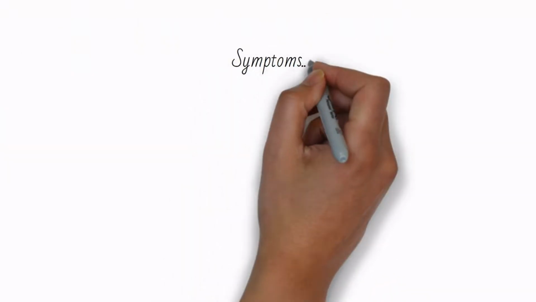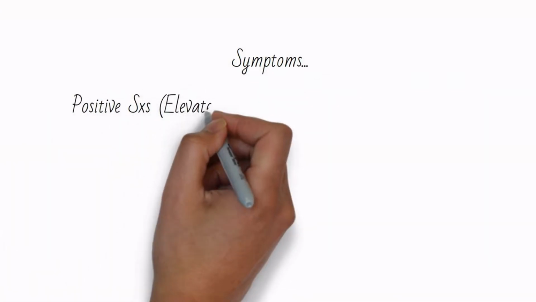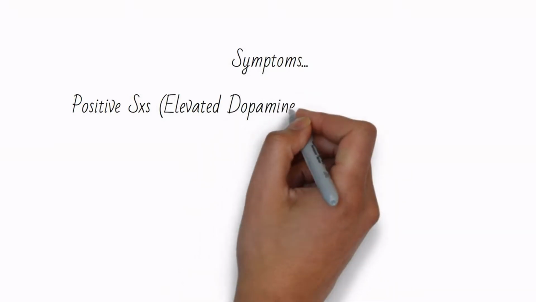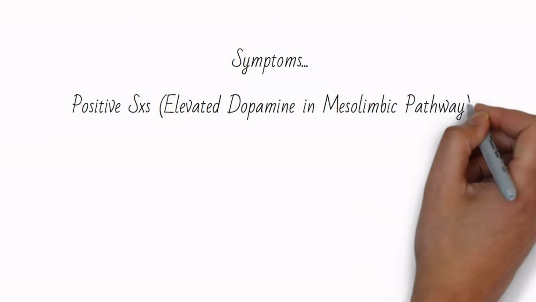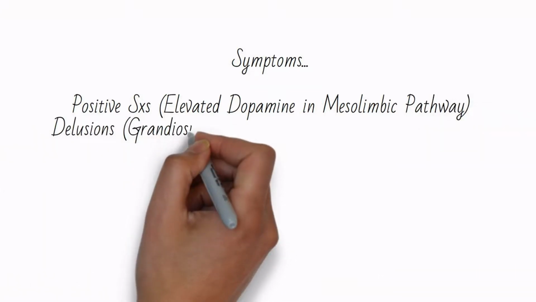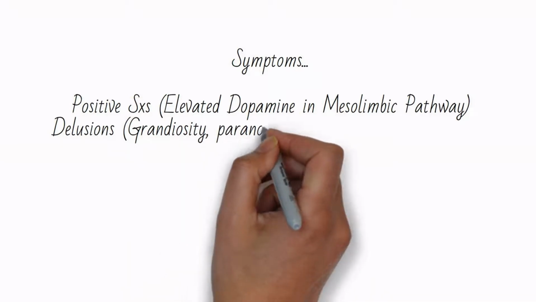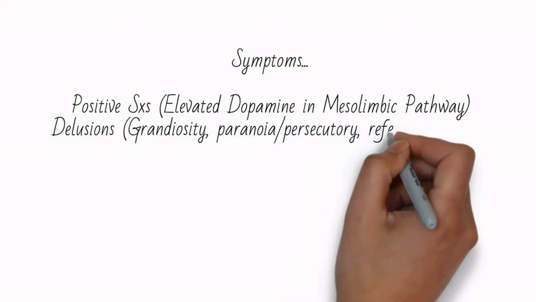Symptoms can be divided into positive and negative. Positive symptoms include delusions of grandiosity, paranoid delusions, or delusions that someone is persecuting you. Delusions of control mean that the patient believes someone is controlling their actions, and delusions of reference mean that they believe something public is specifically for them, such as a radio broadcast or a hidden message in the weather forecast.